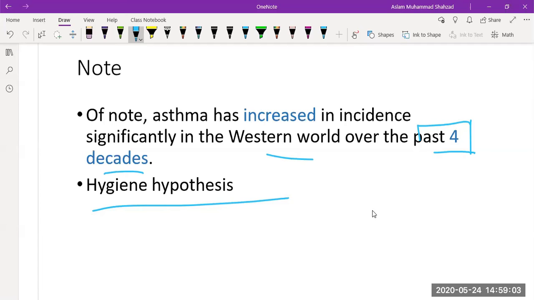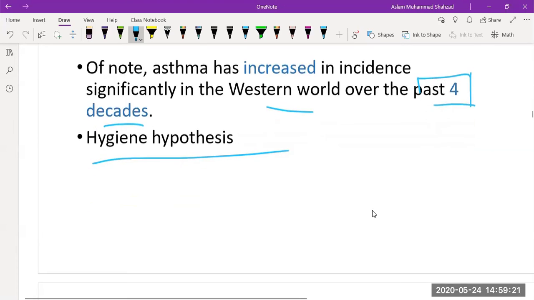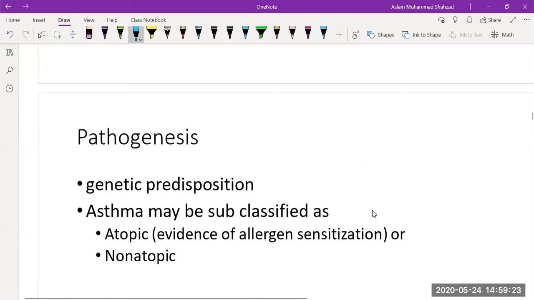In the past 10 to 20 years, we have become more careful about our hygiene. That's why our immune system has not been developed. And when suddenly an infection, allergen, or any microorganism affects your immune system, it is not ready to respond. So that's one of the hypotheses.